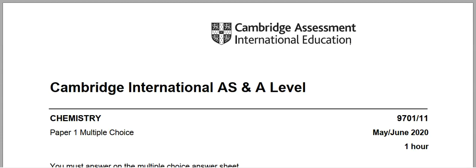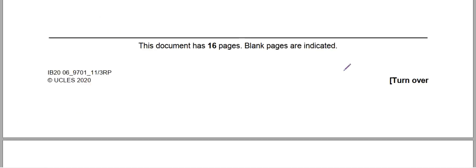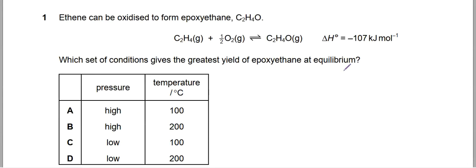Today we are going to go through the Chemistry Paper 1 Multiple Choice, May-June 2020, Paper 1-1. Okay, so next we're going to go to question 1. Ethene can be oxidized to form epoxy ethane.